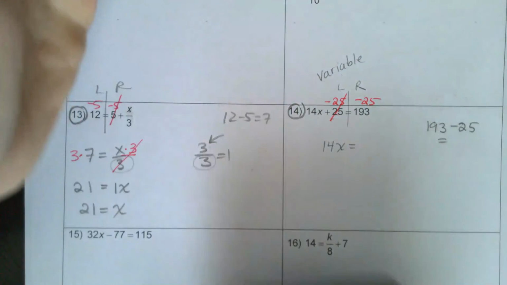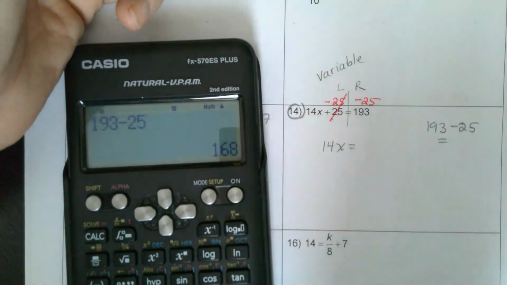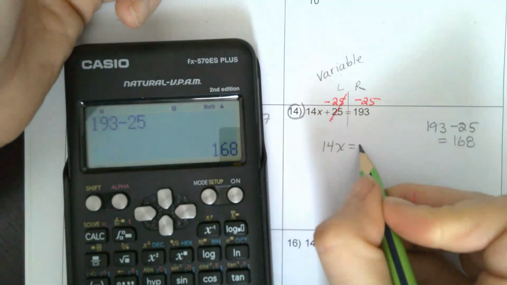Let's check on our calculator. 193 minus 25, 168. So that's 168 here.